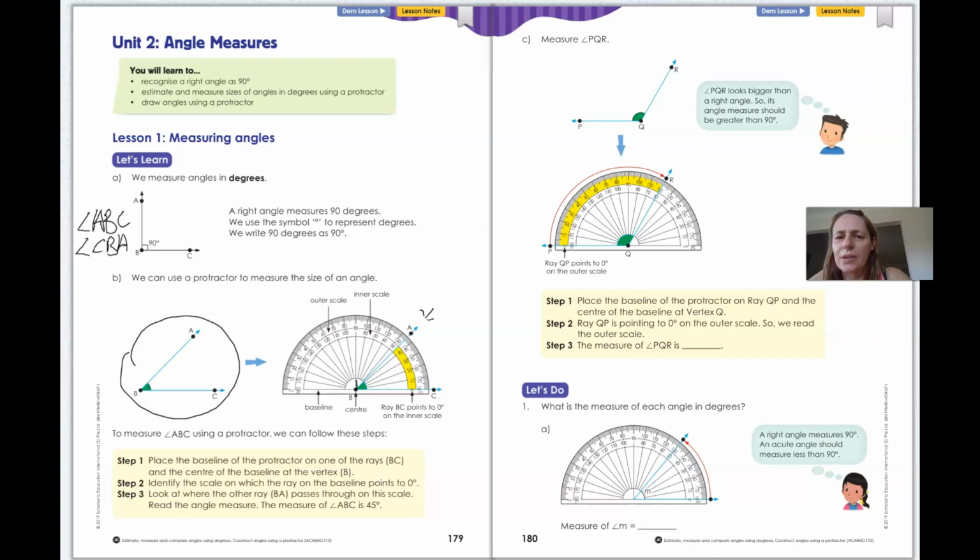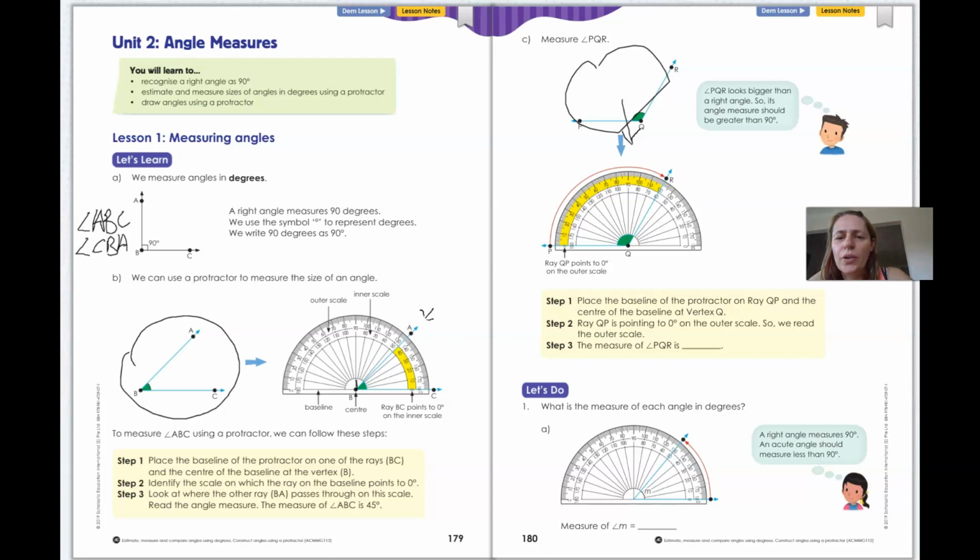Now the reason that's important information is that when you put your protractor down on your angle, this angle here is being redone down here. So when you put your protractor down on the angle, you need to remember, look at the ray Q to P. Where's the 0? It's on the outside scale this time, the outer scale.